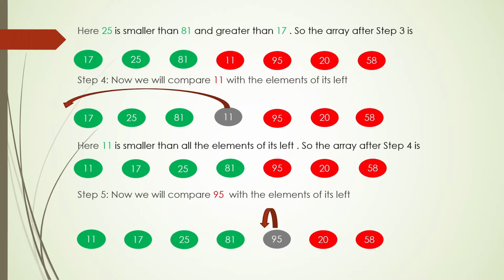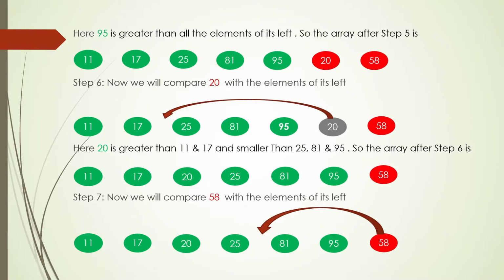Step 5. We will compare 95 with all the elements of its left in step 5. Here 95 is greater than all the elements of its left, so the array after step 5 is 11, 17, 25, 81, 95, 20 and 58. Step 6. Now we will compare 20 with all the elements of its left. Here 20 is greater than 11 and 17 and smaller than 25, 81 and 95. So the array after step 6 is 11, 17, 20, 25, 81, 95 and 58.